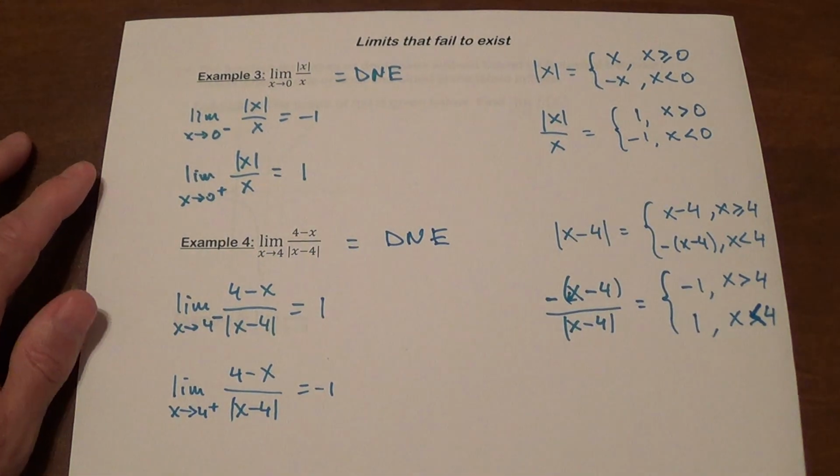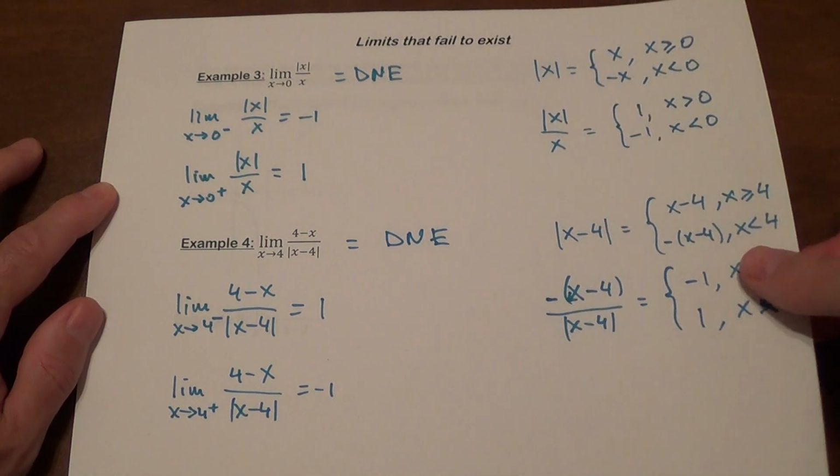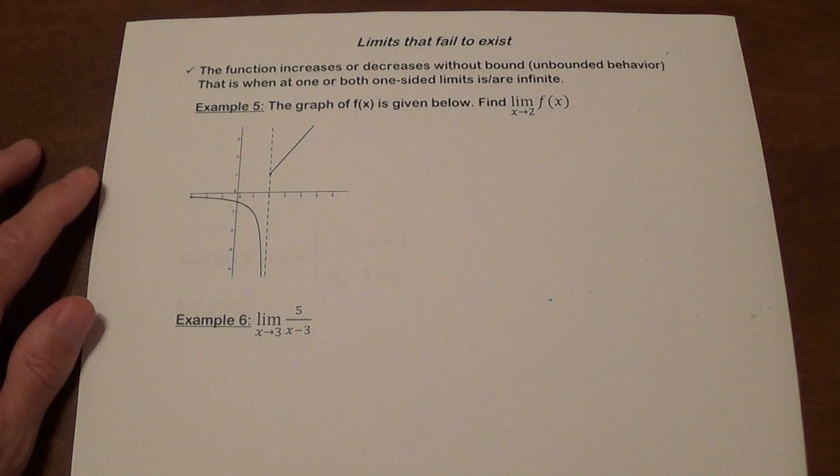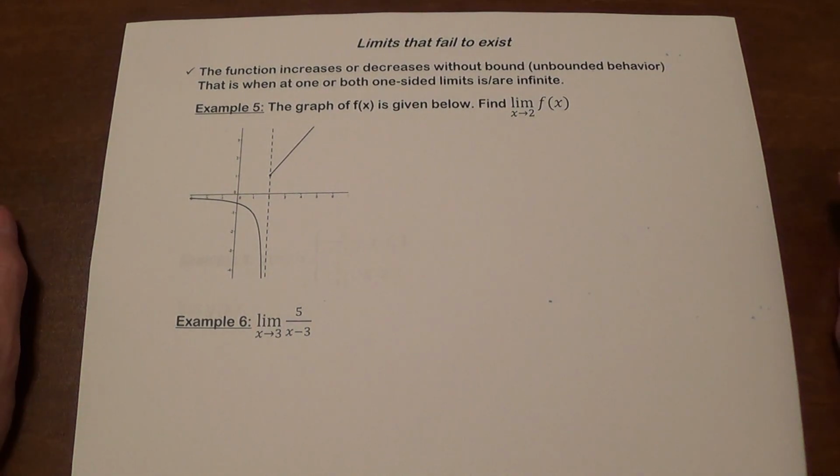So that's one situation when limits fail to exist, when one-sided limits are finite but do not equal each other. The second possibility is the function increases or decreases without bound.